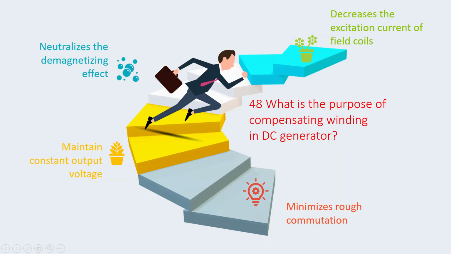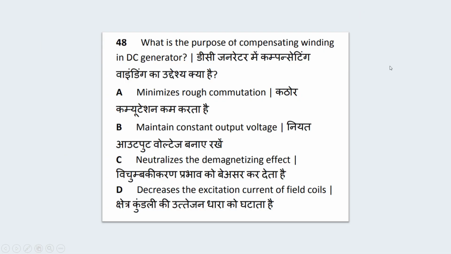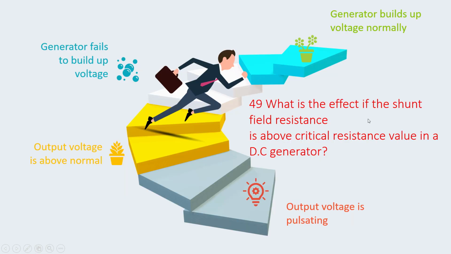What is the purpose of compensating winding in a DC generator? Minimize the rough commutation, maintain constant output voltage, neutralize the demagnetizing effect, decrease the excitation current of field coils. The answer is neutralize the demagnetizing effect.